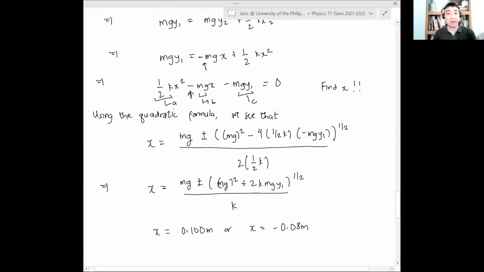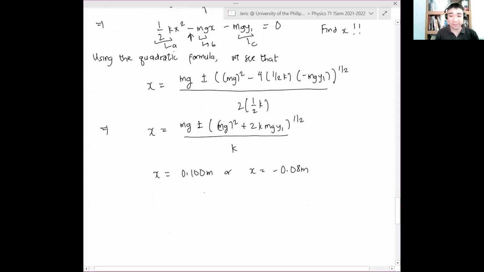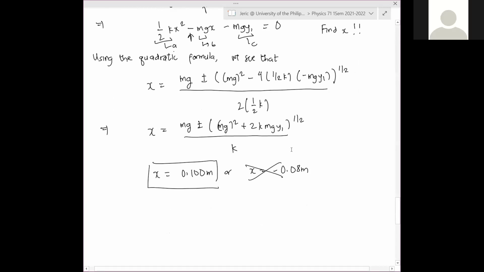If I use the other approach written in the annotated lecture slides, what we need is the negative number. But in our approach, what we need to determine is the positive number. This is extraneous, and therefore the answer is x equals 0.100 meters. Okay? Nakuha yung sagot, yung tanong? Yes, sir. Okay. I hope you get it.